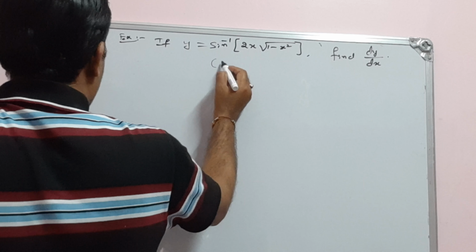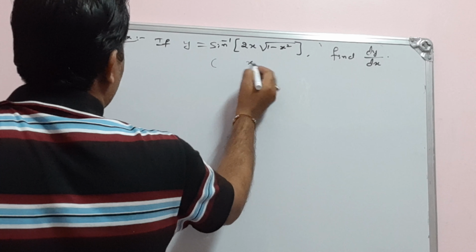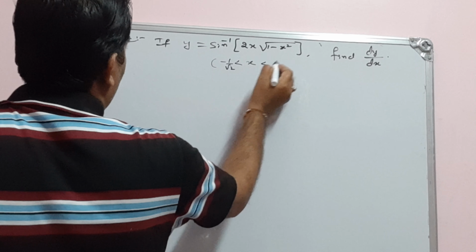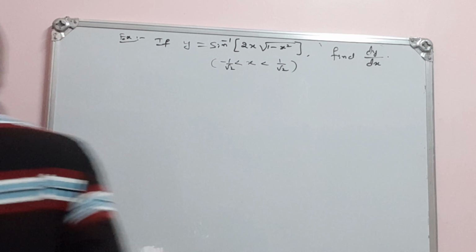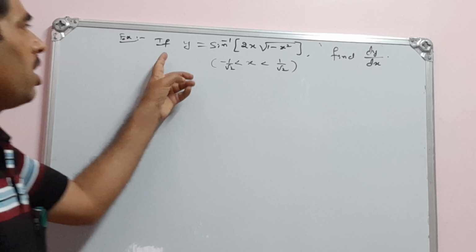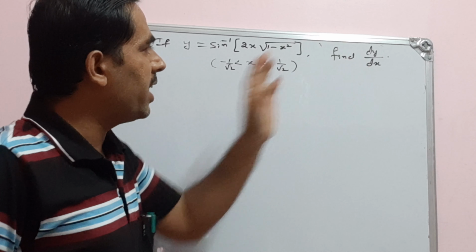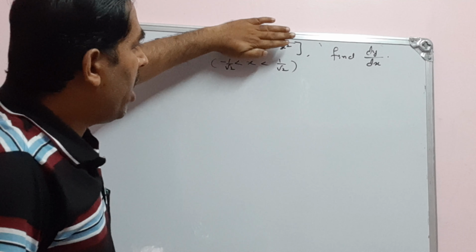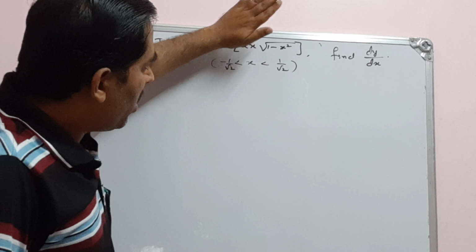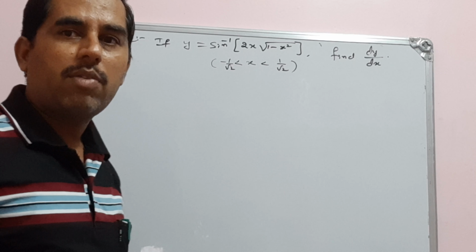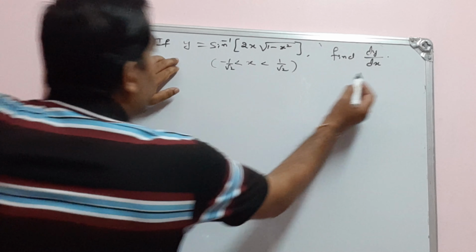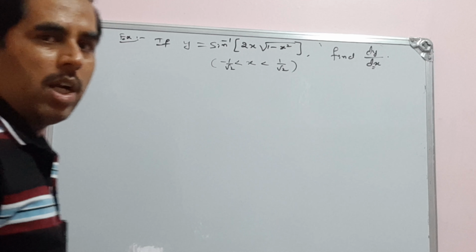Find dy by dx, where the condition is x is greater than minus 1 by root 2 and less than 1 by root 2. So observe this. If y equals sin inverse of 2x into square root of 1 minus x square, find dy by dx. We have already simplified this example in inverse trigonometric functions. It is the same problem, only this time we have to find the derivative.